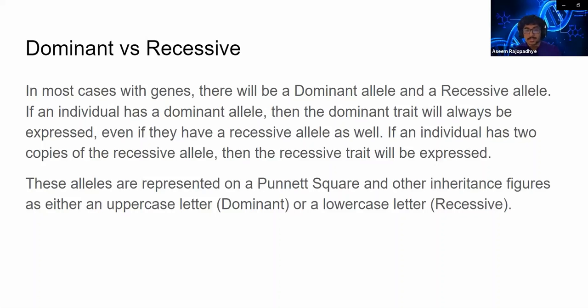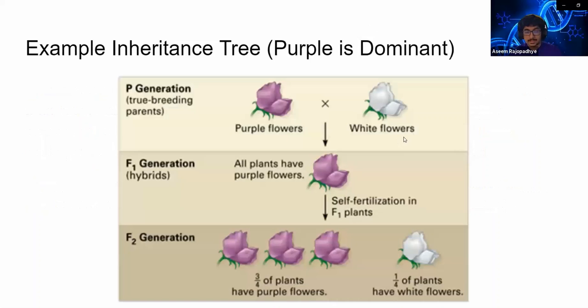And these alleles are represented on a Punnett square or dihybrid cross, or any other inheritance figure, by an uppercase letter symbolizing the dominant allele and a lowercase letter symbolizing the recessive allele. And here is an example of an inheritance tree with purple as dominant. So you can see purple is the dominant.